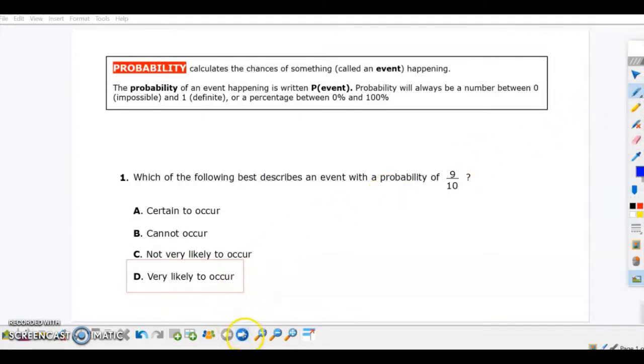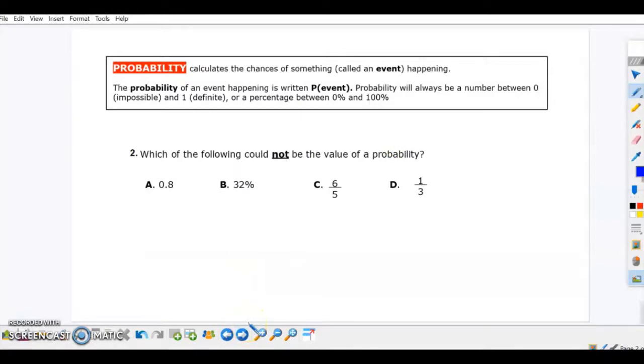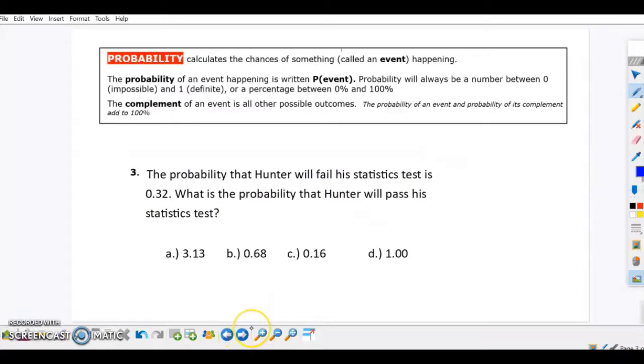Number 2, which could not be a probability? Probability is always a number between 0 and 1. 0.8 is between 0 and 1. 32% is the same as 0.32. That's between 0 and 1. However, 6/5 is the same as 1.2, because it's bigger than 1, because the number on top is bigger. So that is not a probability. It's not possible to say 6/5 is the probability. And 1/3 is between 0 and 1.